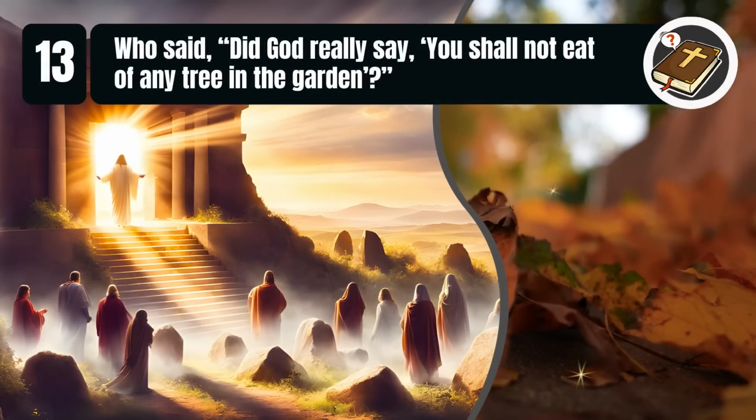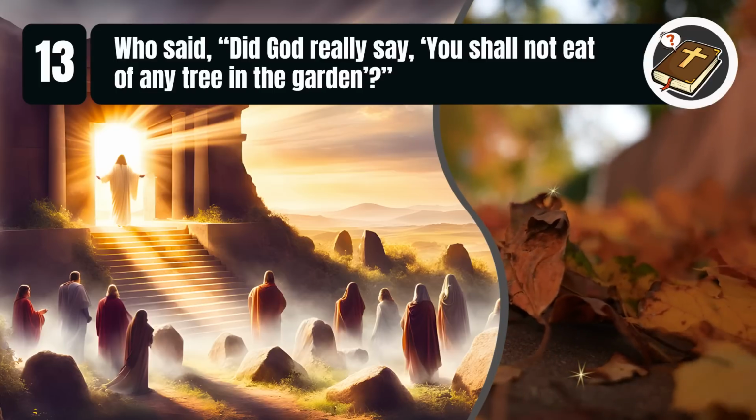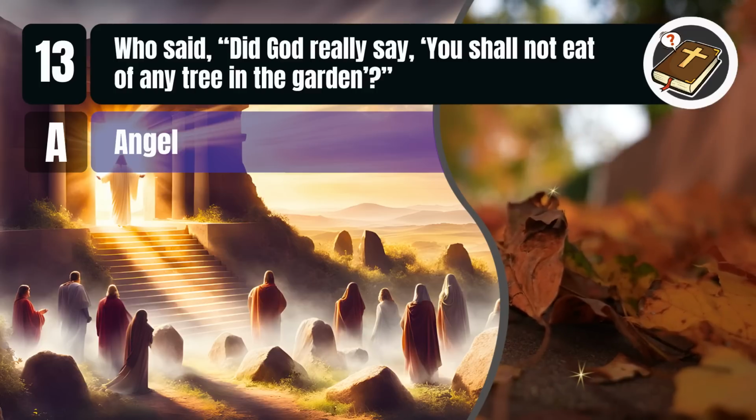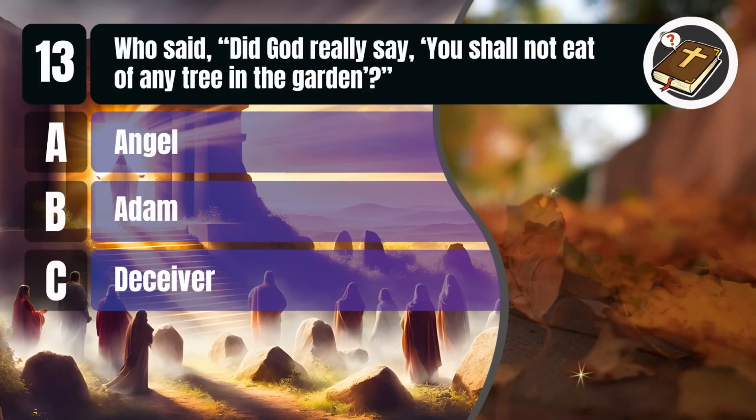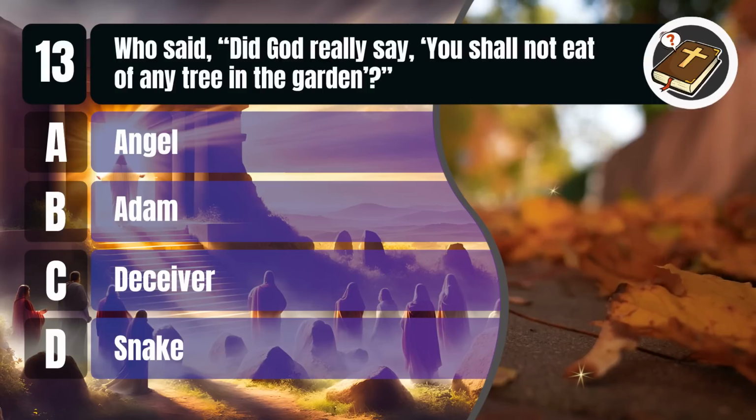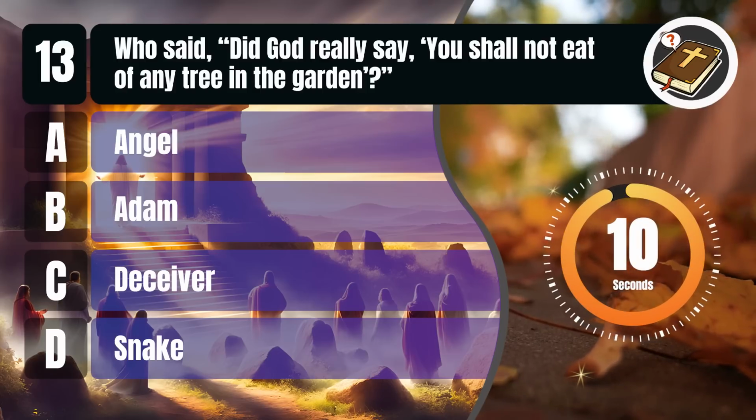Question 13. Who said, "Did God really say, 'You shall not eat of any tree in the garden'?" A. Angel. B. Adam. C. Deceiver. D. Snake. You get 10 seconds.